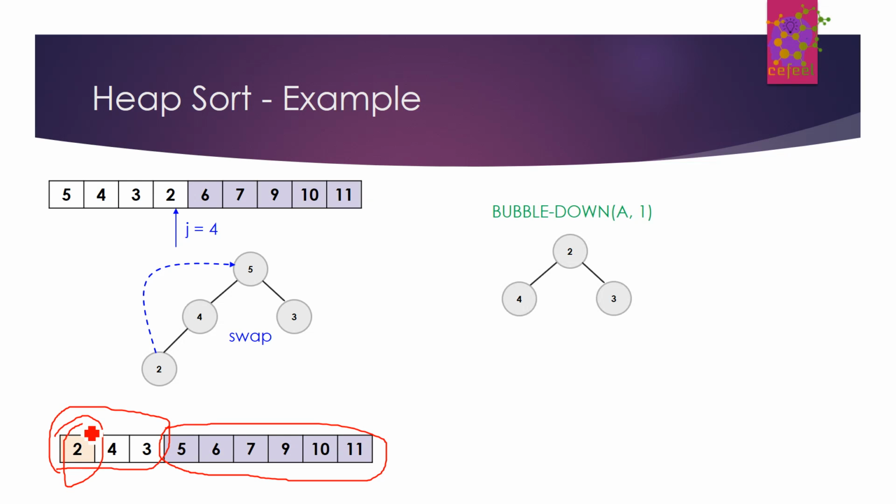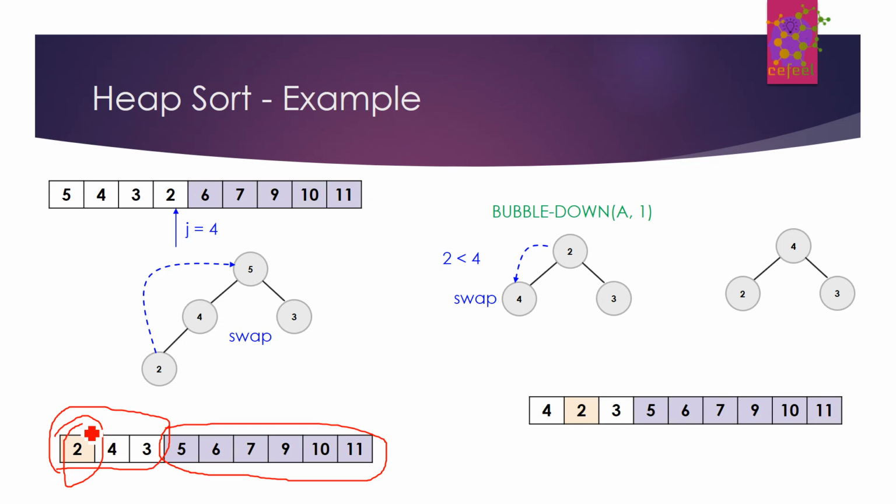So we'll call bubble down a. 2 is now the root. 2 has to be compared with its children. Its children are 4 and 3. 4 is the maximum. We'll compare 2 with 4, and 4 is greater than 2. 4 has to move up, 2 has to move down, and hence we swap, and 4 goes up, 2 down, 3, and we end here because 2 now has no more children.